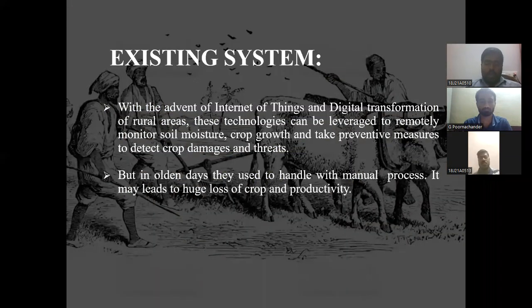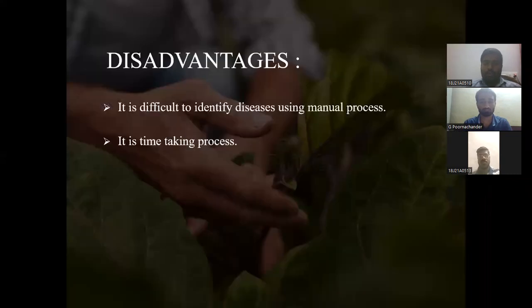Existing system. They used to follow olden days practices for doing agriculture. These are used in only some parts of rural and urban areas. Due to lack of usage of IoT tools and digital transformation in rural areas, these technologies are not properly used. The disadvantages are that it is difficult to identify crop diseases, and it is a time-taking process. There is no usage of drones and implementation of such advanced technology due to lack of network connectivity in the rural areas. And the next will be continued by my friend.